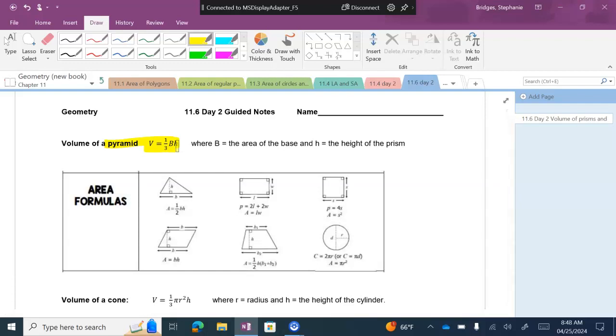Big B is the area of the base. That's your capital B, the area of the base. And the H is the height of the pyramid. That's not supposed to be prism, that's supposed to be pyramid. Change that word, please. That last word is supposed to be pyramid, not prism.